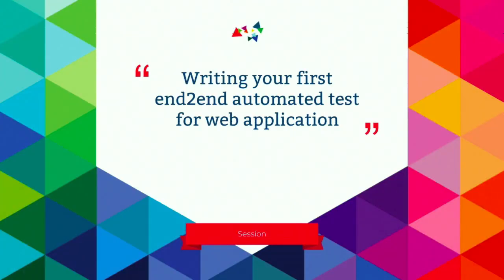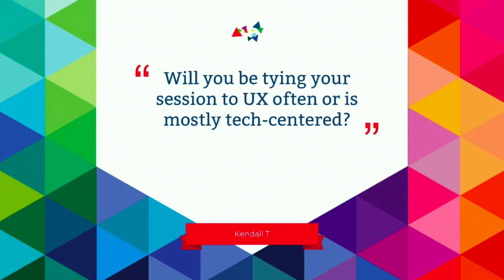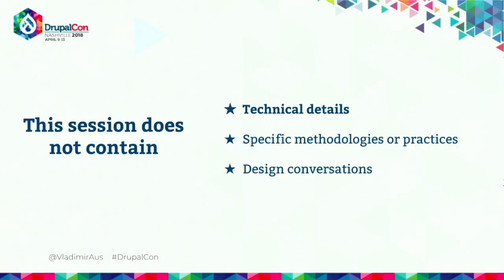All right, so the session is called Writing Your First End-to-End Automated Test for Web Application, which sounds very technical, but we are in the user experience track. So Kendall, who is the track chair, asked how I would tie this session to UX, or is it actually going to be technical? Because what's the difference, how are the two connected? I said, yeah, it's exactly what I'm trying to achieve, and that would be the main goal of the session. So the session does not contain any technical details at all.